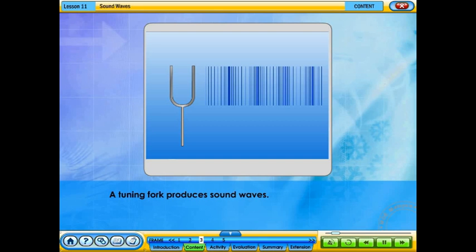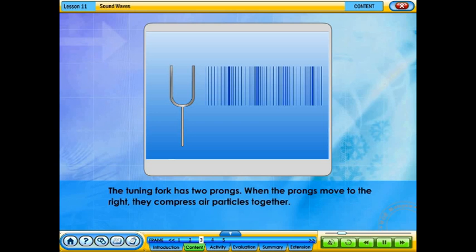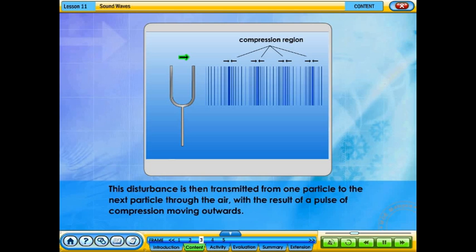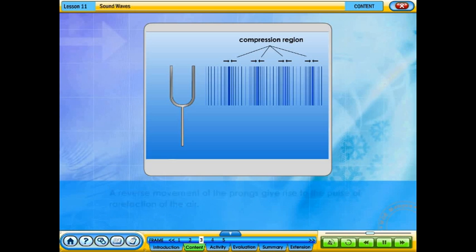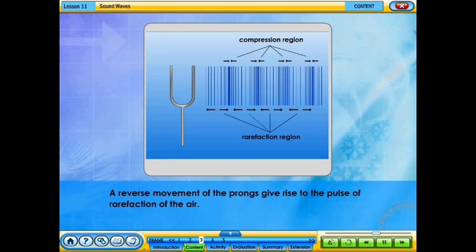A tuning fork produces sound waves. The tuning fork has two prongs. When the prongs move to the right, they compress air particles together. This disturbance is then transmitted from one particle to the next particle through the air, with the result of a pulse of compression moving outwards. A reverse movement of the prongs gives rise to the pulse of rarefaction of the air.